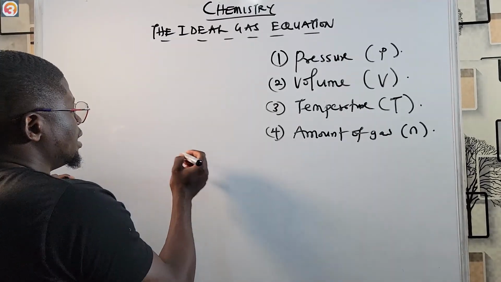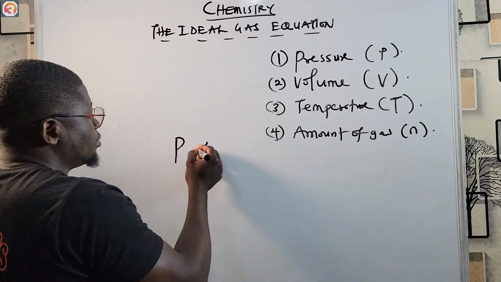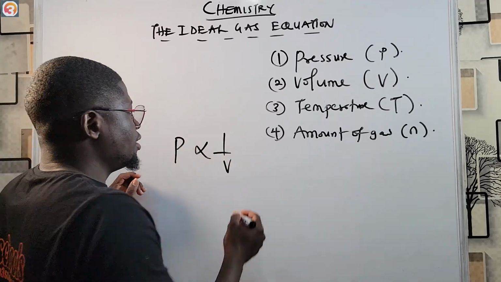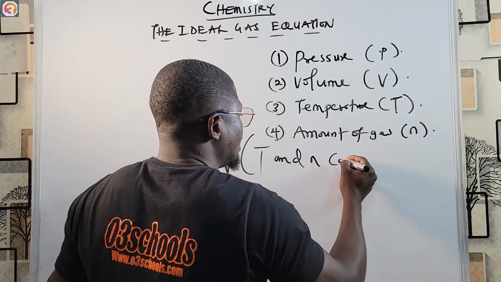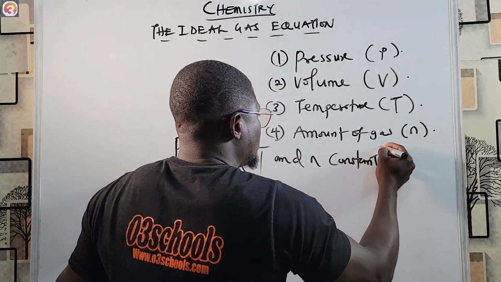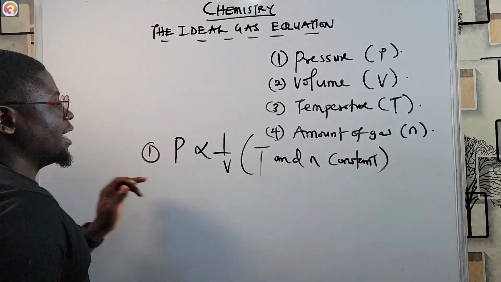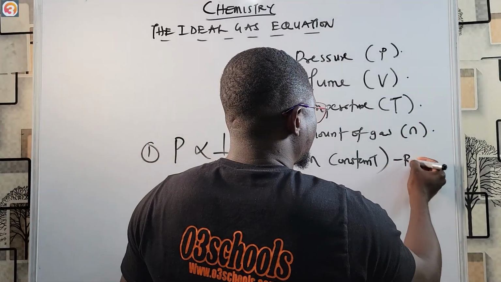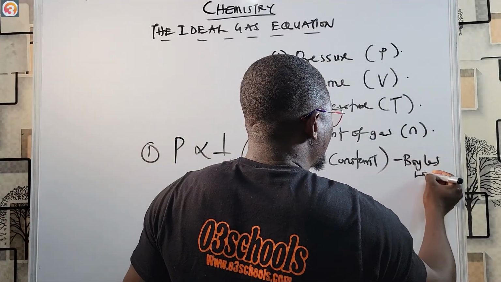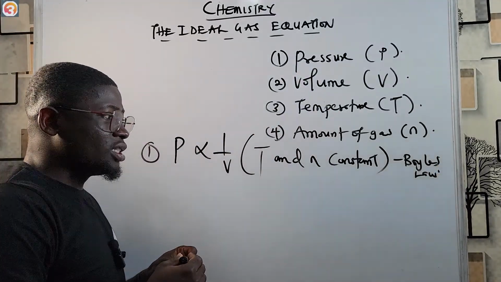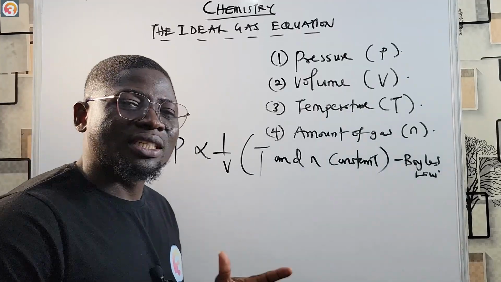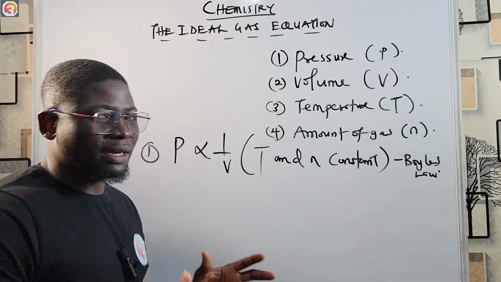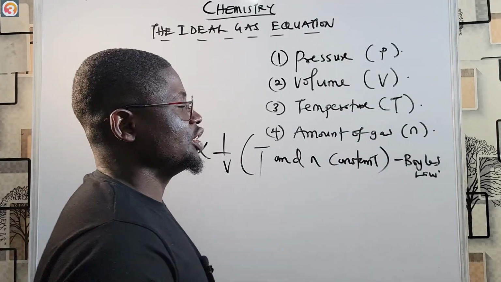The first one is between pressure and volume, where temperature and amount of gas are held constant. This is the first one, right? And of course, in this one, we say it is Boyle's law. If you have not watched the episode on Boyle's law, please go back and watch it. Do not skip any episode on JAMB chemistry.